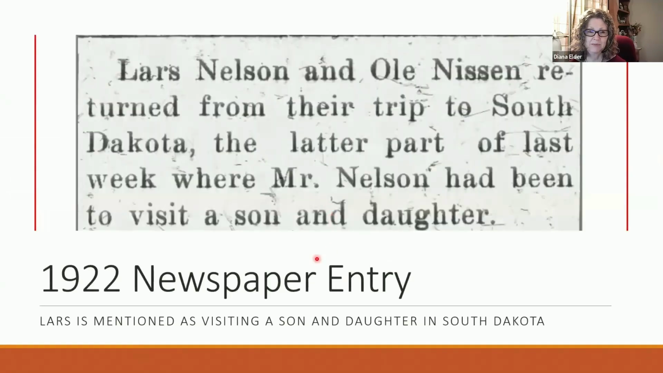Then we have a newspaper entry where Lars and Ole Nielsen had taken a trip to South Dakota the latter part of last week, where Mr. Nelson had been to visit a son and daughter. And so this connects the South Dakota couple to Lars Nelson, and that he went to visit the son and daughter. And just one more little piece.